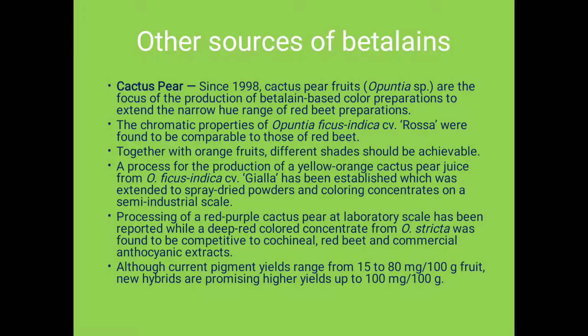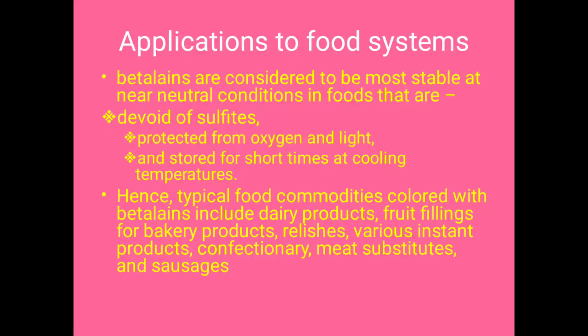Another source of betalains, cactus pear, also gives betalain color, although current pigment content ranges up to 15 to 18 mg per 100 gram of fruit. But new hybrids are proposing a higher yield, up to 100 mg per 100 gram. Application in food systems. Betalains are considered to be most stable at near neutral conditions in food. Hence, typical food commodities colored with betalains include dairy products, some fruit fillings, as well as some bakery products and confectionery products too. Thank you so much.